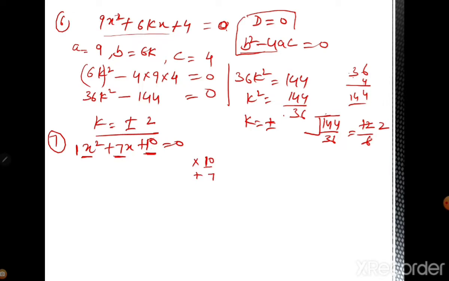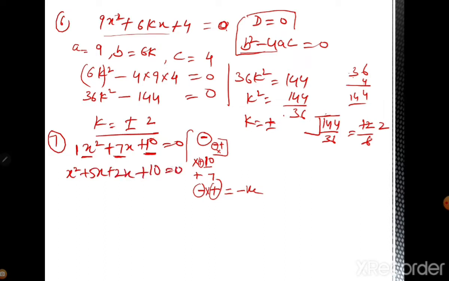So we have to choose two numbers. We have to separate this equation. We have to choose two numbers whose product should be plus 10, and whose sum should be plus 7. So 5 and 2. If we multiply 5 and 2, we get plus 10. If we add them, we get 7. So x square plus 5x plus 2x plus 10 is equal to 0. Then x into x plus 5 plus 2 into x plus 5 is equal to 0.